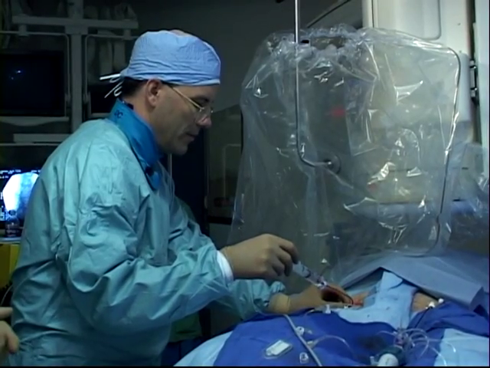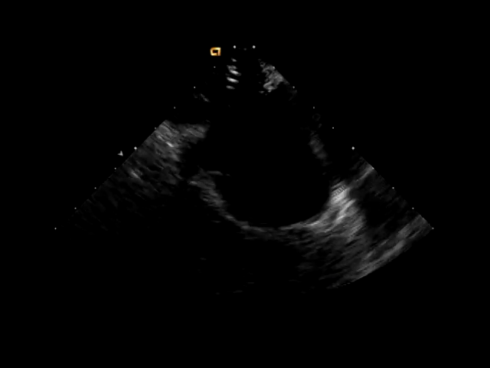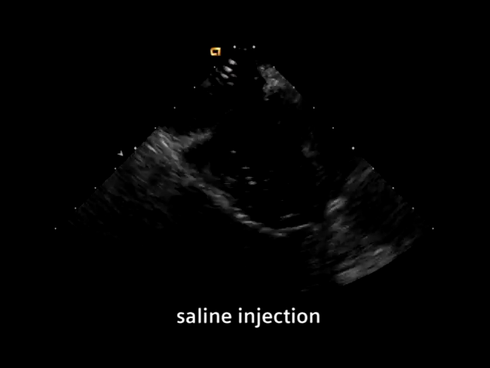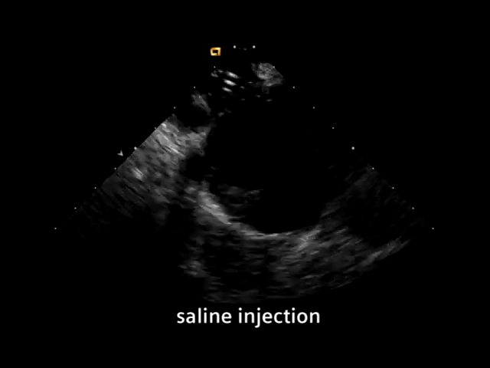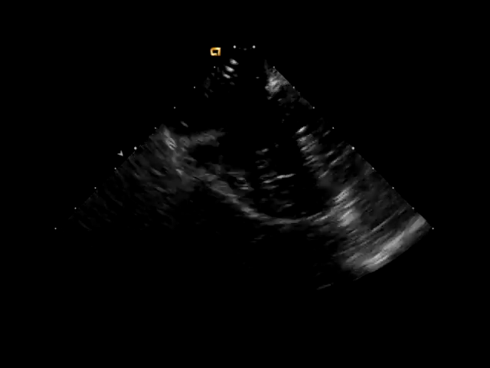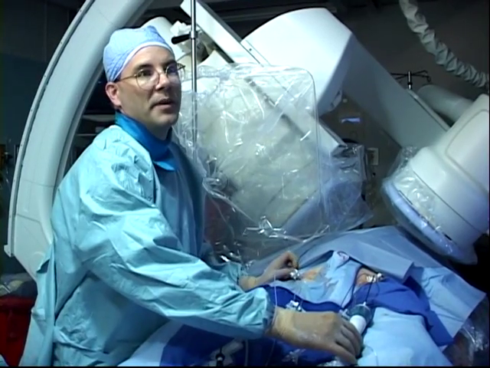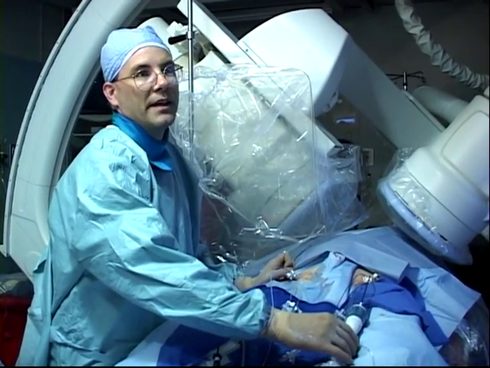And then confirm the presence in the left atrium on echo by flushing the catheter. We see air bubbles on echo in the left atrium, confirming that the catheter tip is indeed within the left atrium. So we're anticipating ablating the left inferior pulmonary vein next.